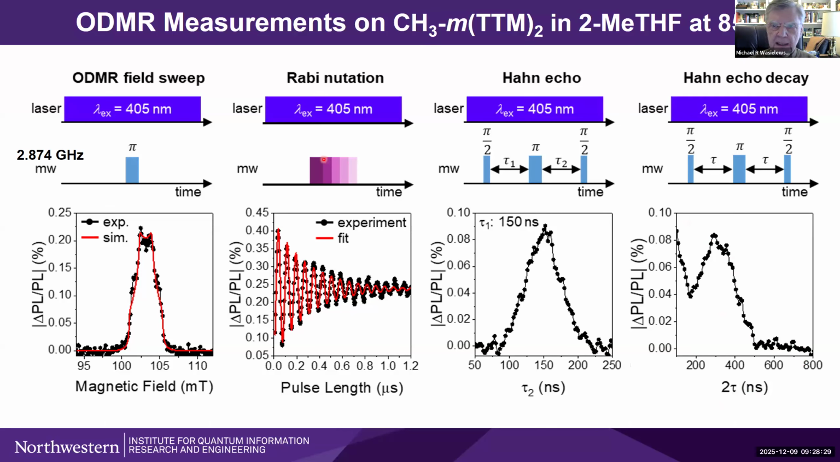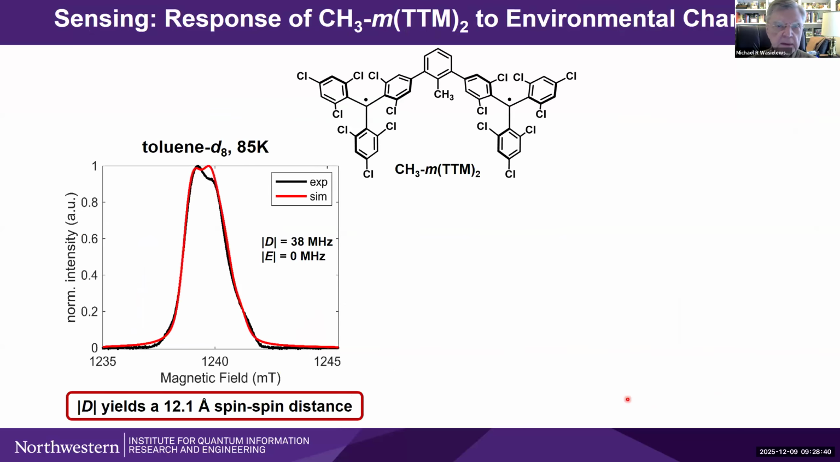Okay, so basically the bottom line here is we can do any kind of microwave manipulation that is in the standard textbook regime of EPR, but using this optical spin interface. Okay, so what about sensing now? I have not mentioned sensing yet. This system is actually quite sensitive to environmental changes, which I think is probably the most interesting thing.